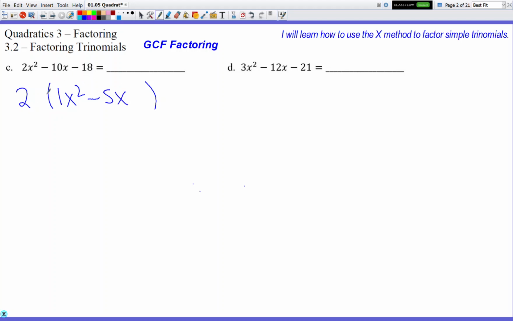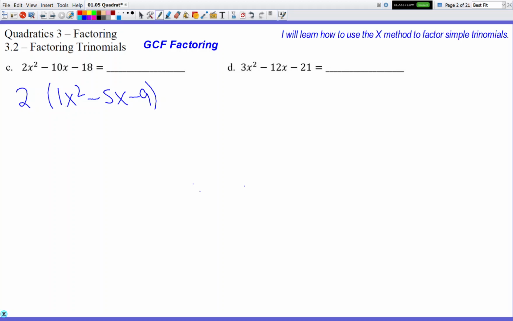Okay, and 2 times what makes negative 18? So hopefully you say negative 9. And that one is done. So you can either leave the x squared there, or you can just put it as 1x squared. x squared, 1x squared, same thing. Doesn't matter to me. Okay, but most people are just going to put x squared. The 1 might throw you off when we get to harder stuff later on. So I would recommend just leaving it as x squared in the future, but if you put 1x squared, I'm not going to mark that wrong.